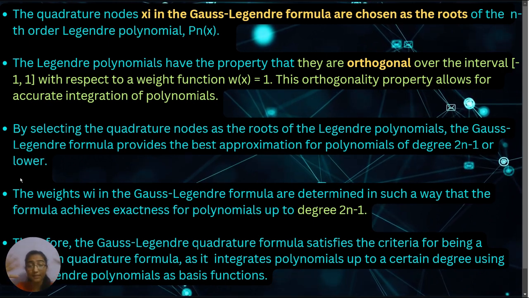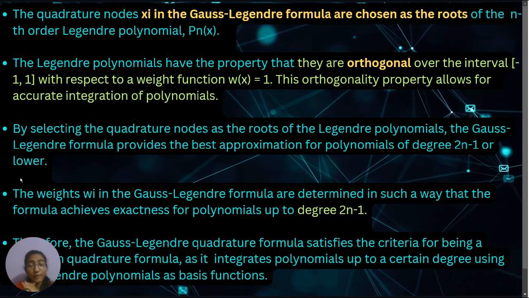By selecting the quadrature nodes as the roots of the Lagrange polynomial, the Gauss-Lagrange formula provides the best approximation of the polynomial of degree 2n minus 1 or lower. Remember it, it provides best approximation for polynomials of the degree 2n minus 1 or lower. So the weights wi in Lagrange formula are determined in such a way that the formula achieves exactness for the polynomial up to the degree 2n minus 1. Therefore, the Gauss-Lagrange formula satisfies the criteria of being Gauss quadrature as it integrates the polynomial up to a certain degree using Lagrange polynomials as a basis function. Okay, so as simple as that.